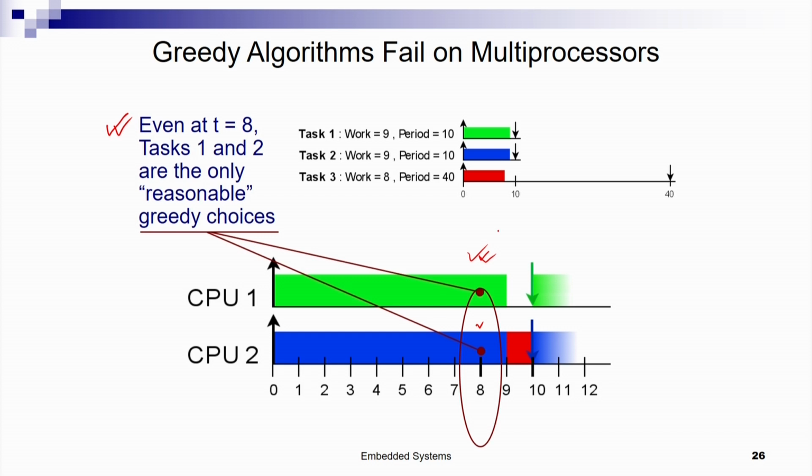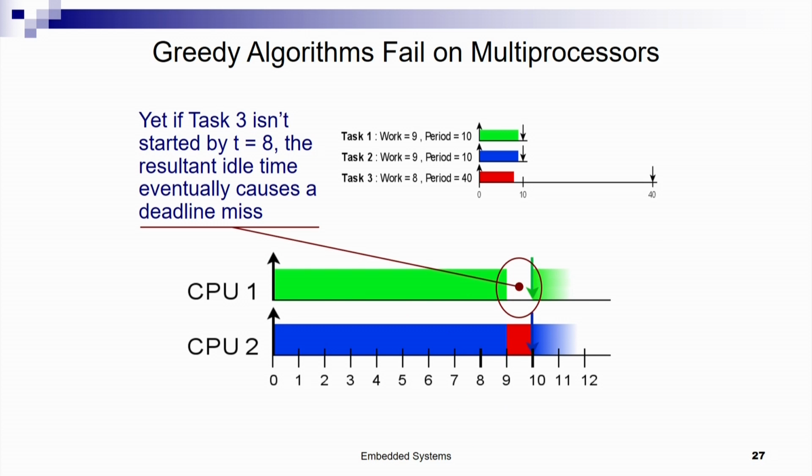Why? Because at 8, task T1 has a deadline of 10, task T2 has a deadline of 10, while task T3 has a deadline of 40, and therefore, at 8 also we schedule both T1 and T2, and we don't execute T3 up to this unit, this 9. Yet if task T3 isn't started by 8, why did we talk about this 8? Why was 8 so important? If task T3 is not started by 8, the resultant idle time here eventually causes a deadline miss.